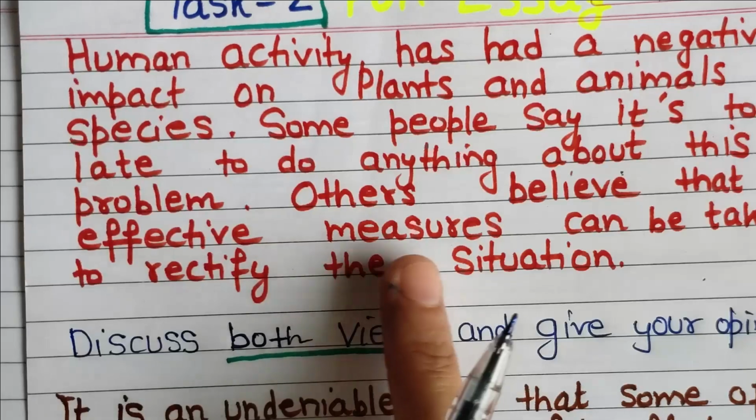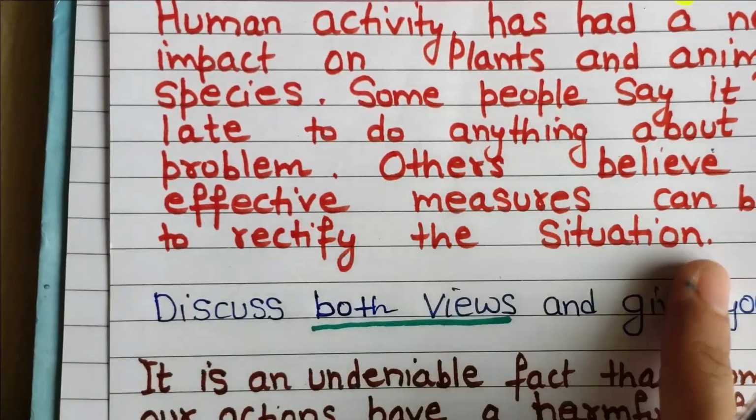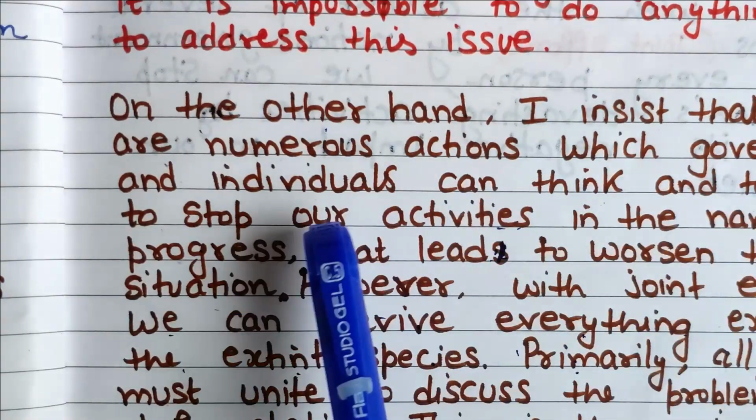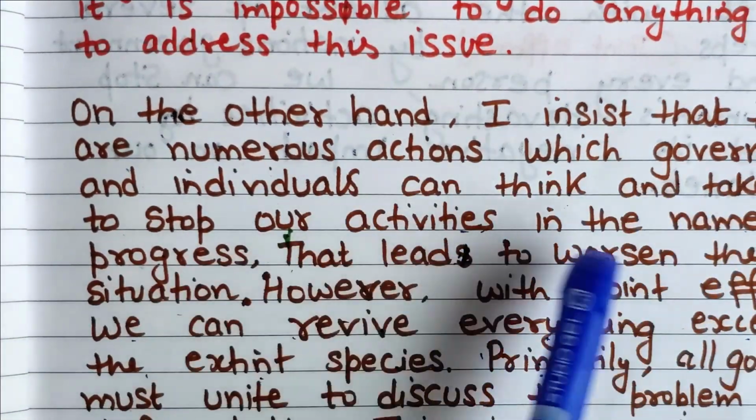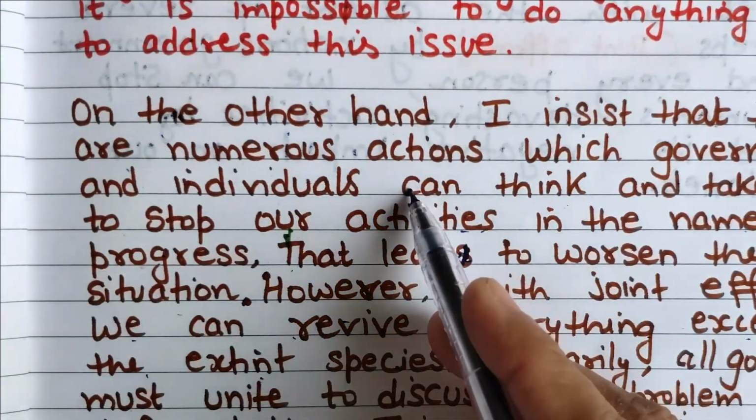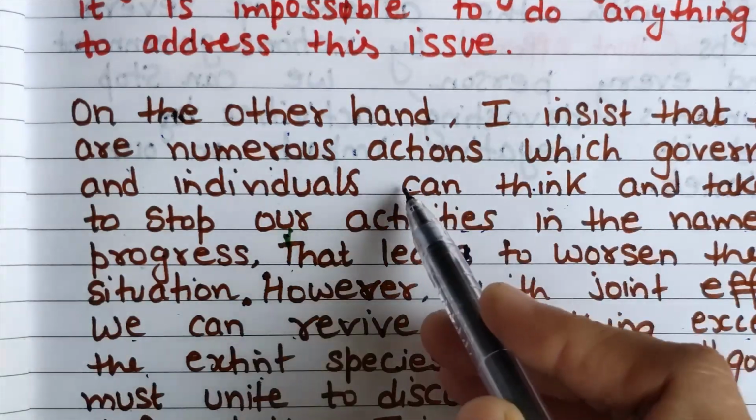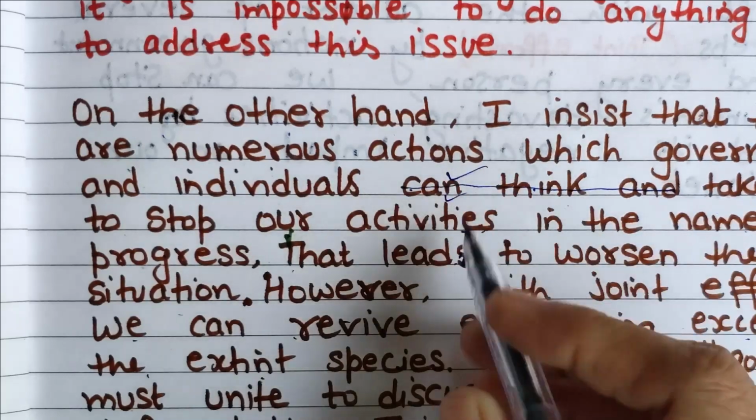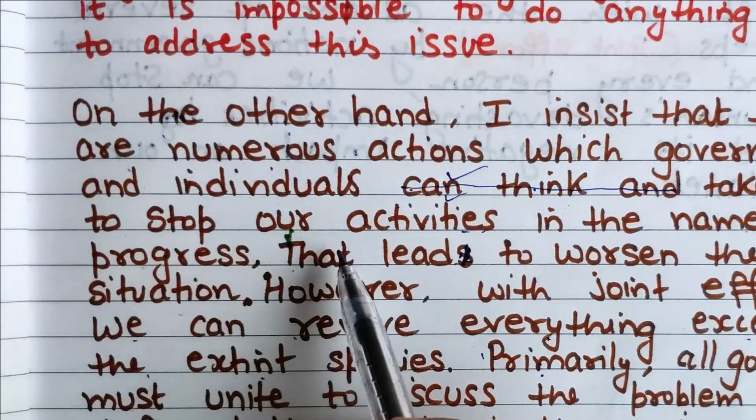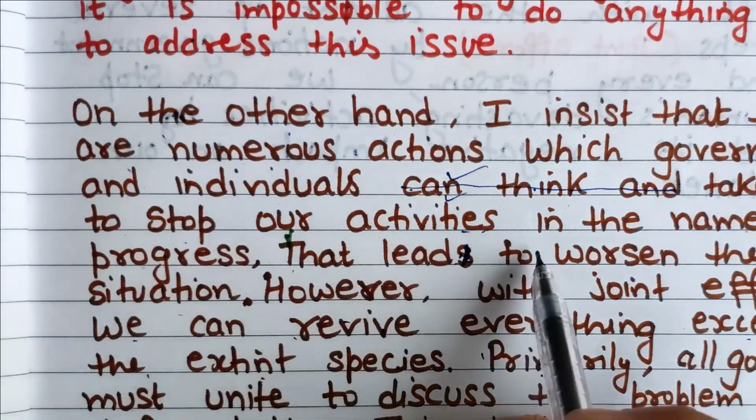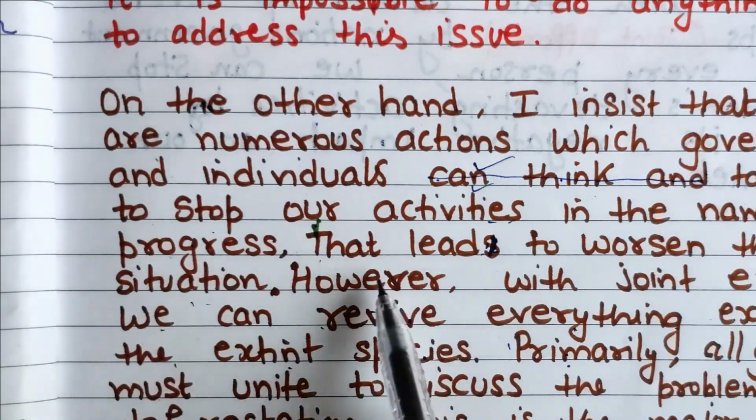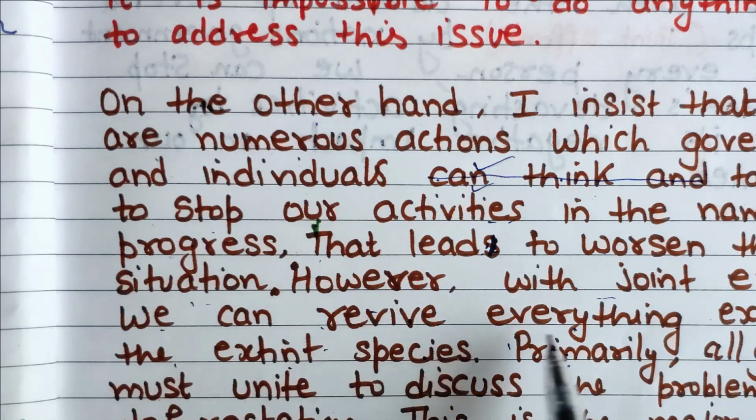Others believe that effective measures can be taken to rectify the situation. So now I have presented that there are numerous actions which governments and individuals can think. You can cut this line also, and you can directly say individuals can take actions to stop our activities in the name of progress that lead to worsen the situation. However, with joint efforts we can revive everything except the extinct species.